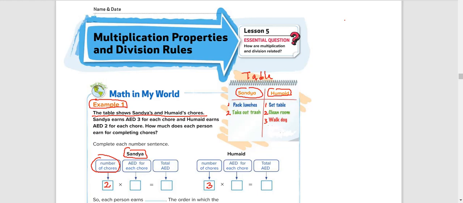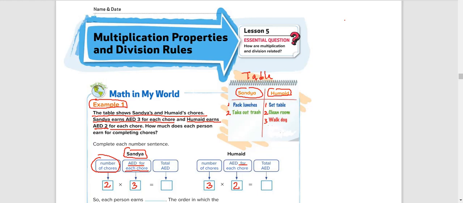Next, Sandhya earns 3 AED, 3 dirham for each chore. So for each one, Sandhya earns 3. So AED for each chore, we have to put 3 here. And Umaid earns 2 dirham for each chore. So for Umaid, it is 2. So we put it in the right box.